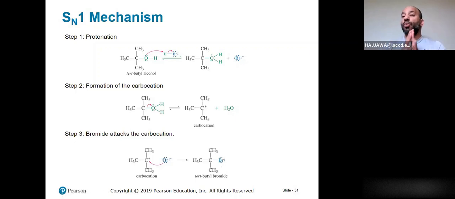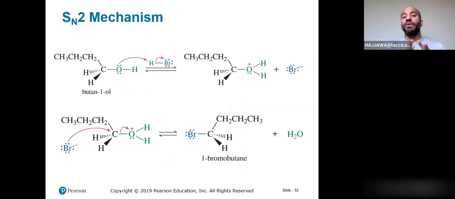So it's an SN1 pathway when you have a secondary alcohol or a tertiary alcohol. What happens if I have a primary alcohol? Well, it will be a two-step process. The first step will be the protonation. So here's an example. You have a butanol attacking HBr.